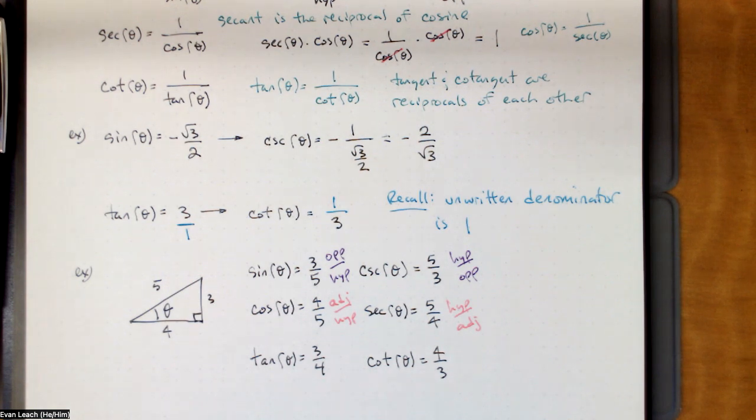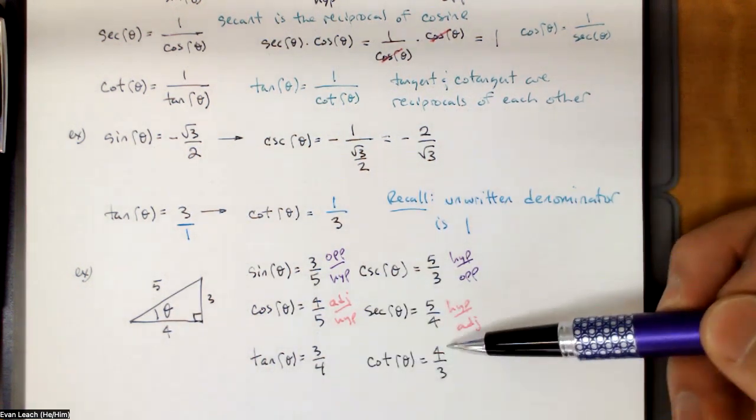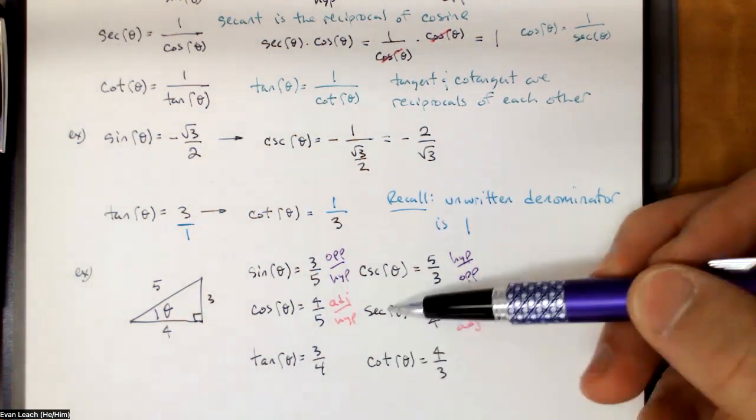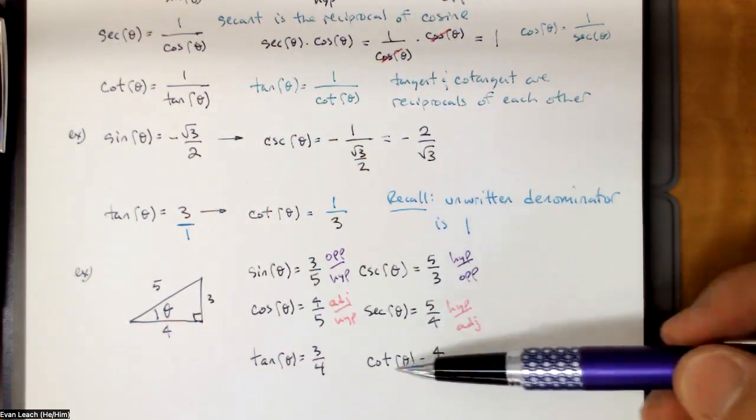Most important thing to note here is when to use the open four versus the closed four. It's when there's a C in your trig function. C, closed four, C, closed four, C, closed four.